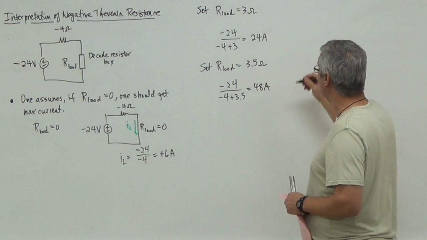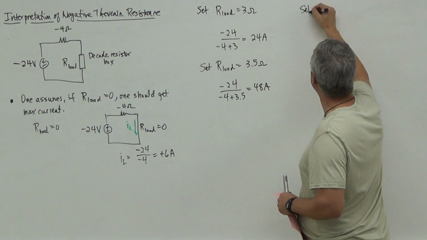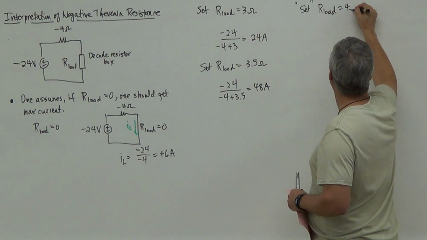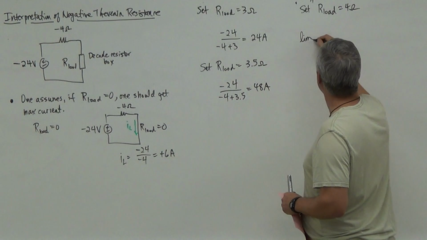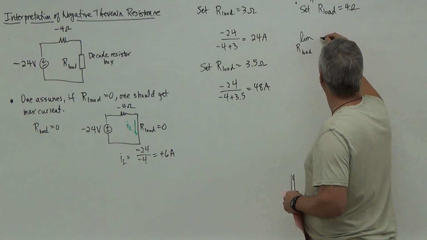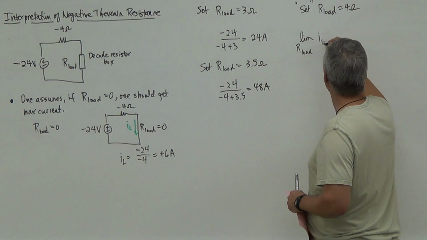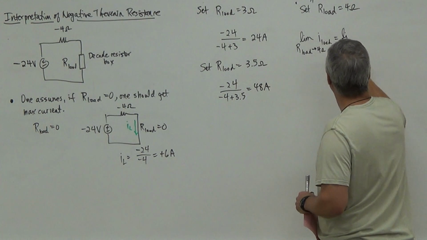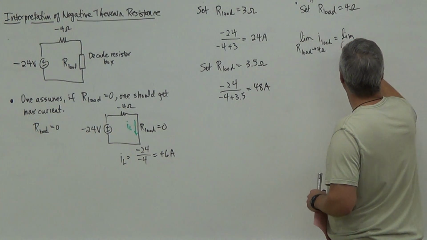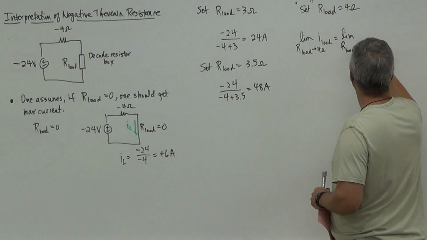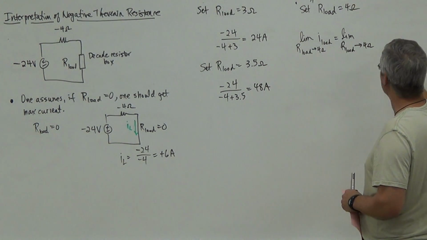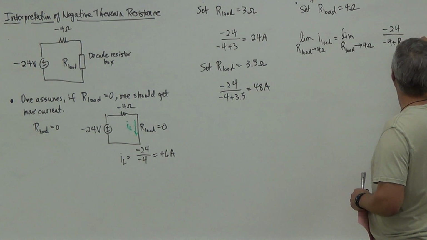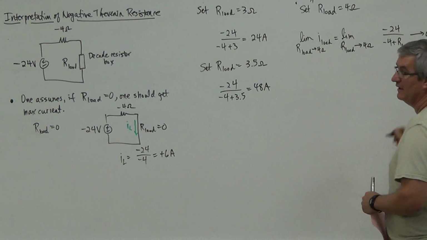But if I now do what here? If I try to set R load equal to 4 ohms, you can see that in the limit as R load goes to 4 ohms, the current of the load, minus 24 over minus 4 plus R load, that this guy goes to what? Infinite.